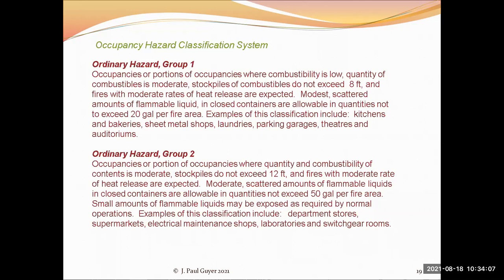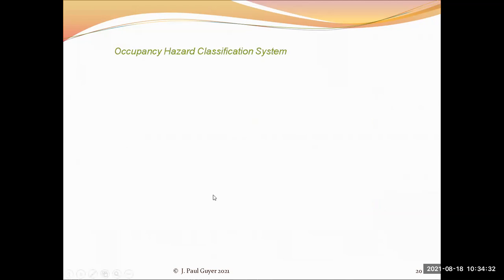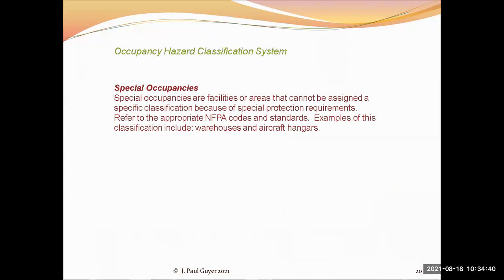department stores, supermarkets, electrical shops, laboratories, switchgear rooms. The thing that makes these more hazardous in the cases like of department stores and supermarkets is the large quantities of fuel, that is, stuff that burns inside the building. And then the special occupancies are things like warehouses. Again, warehouses are particularly hazardous because they have such a high density of fuel, stuff that will burn in them typically. And then, of course, things like aircraft hangars, where you've got airplanes with a whole lot of fuel in them.